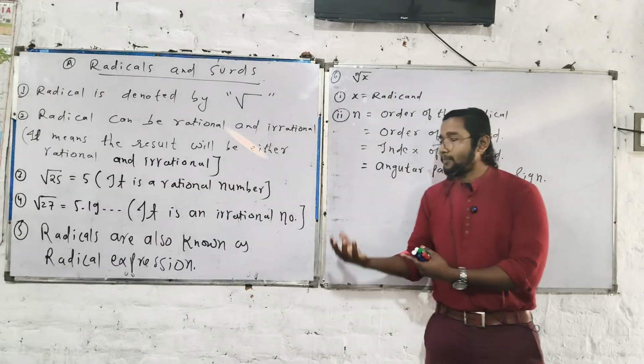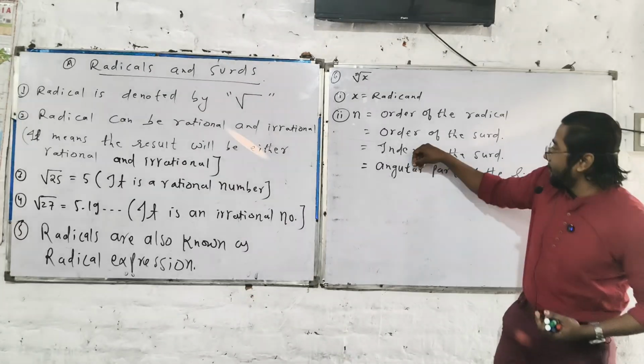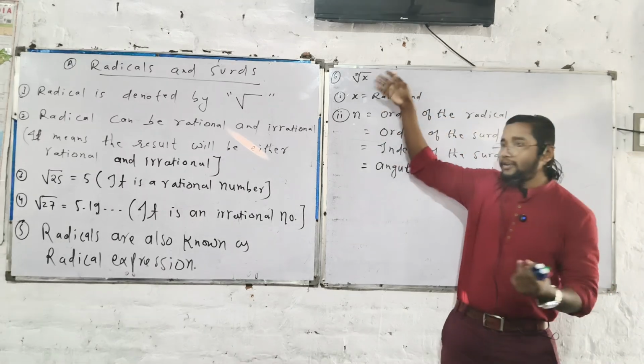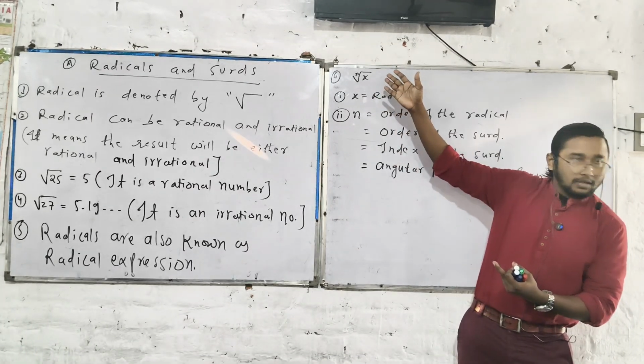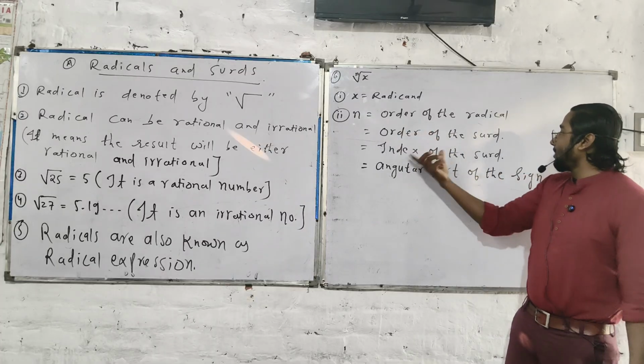I don't know why it is called the angular part, and I cannot define it here. It is related to the angle, but keep it in mind, okay? N is the angular part of the sine, whatever sign we have. But sometimes we also say order of the surd, or index of the surd.